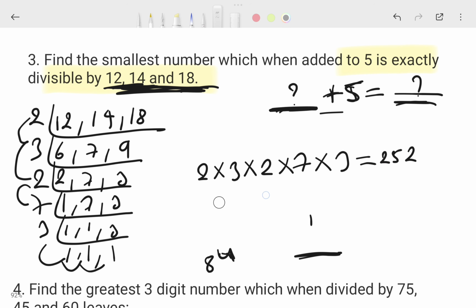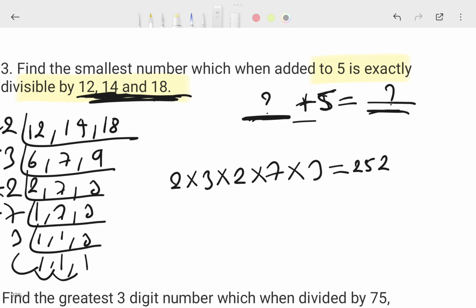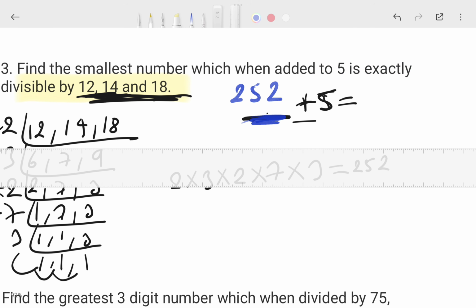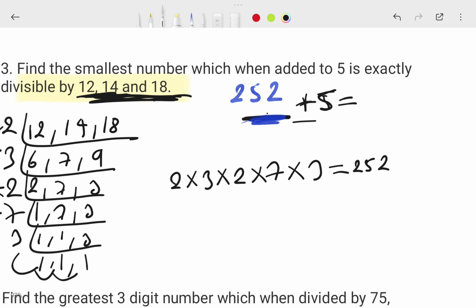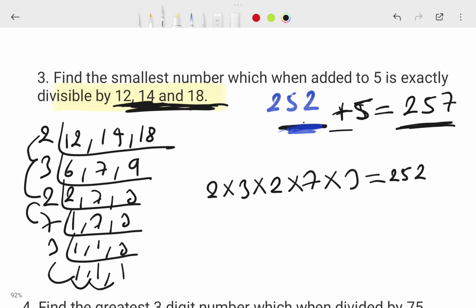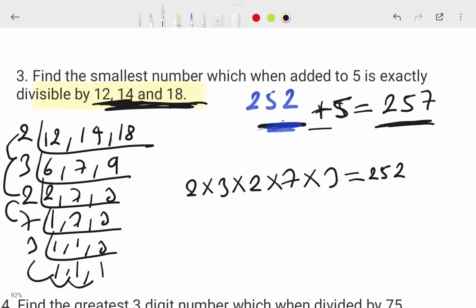Okay, how is this answer coming? By multiplying these. So here the answer is 252. Here it is telling us to write the smallest number. Let's take this 252 and add 5: the answer will be 257. But what is it telling? The smallest number which, when added, is exactly divisible by these.